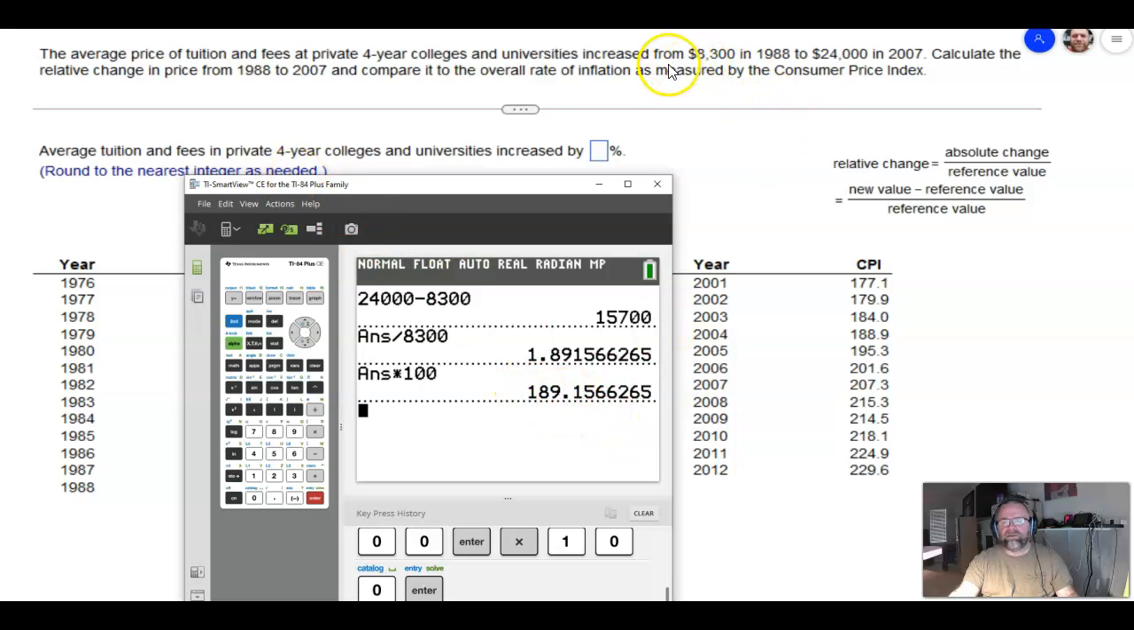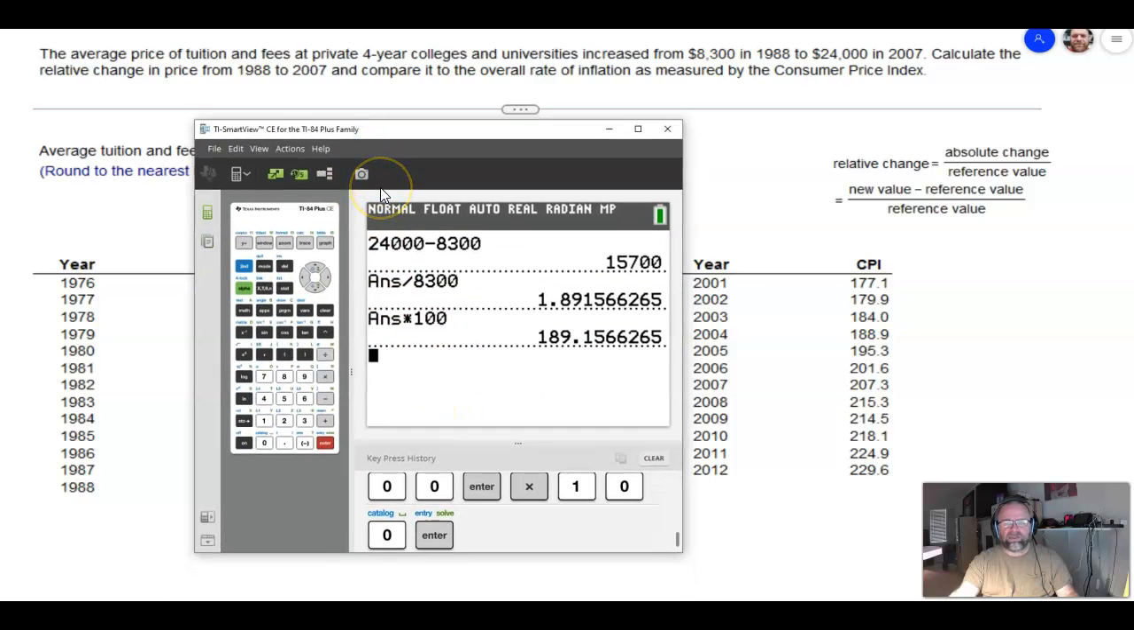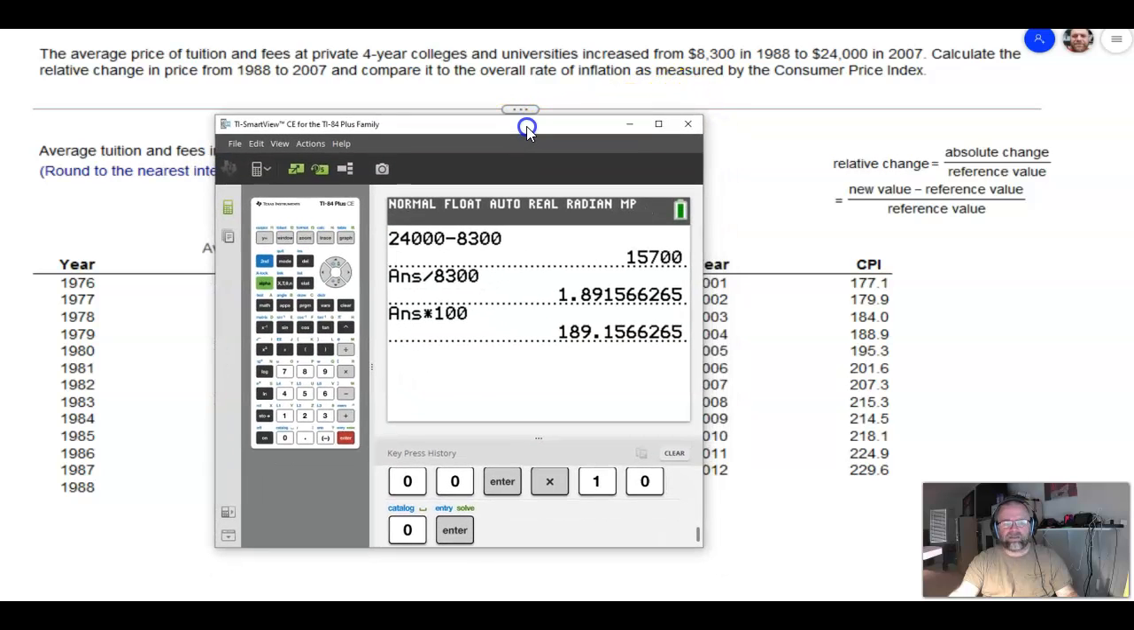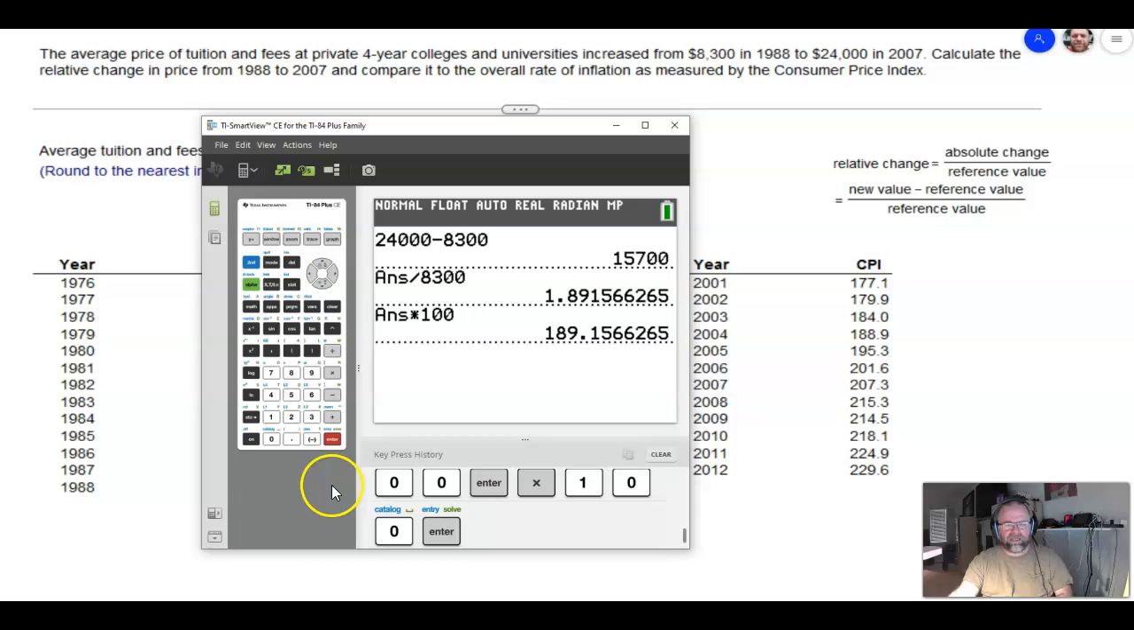So the price of universities from 1988 until 2007 increased by 189%. But remember that there's inflation, so we also want to take a look at what the overall inflation rate is by the consumer price index. So for that, we're going to use a different formula.